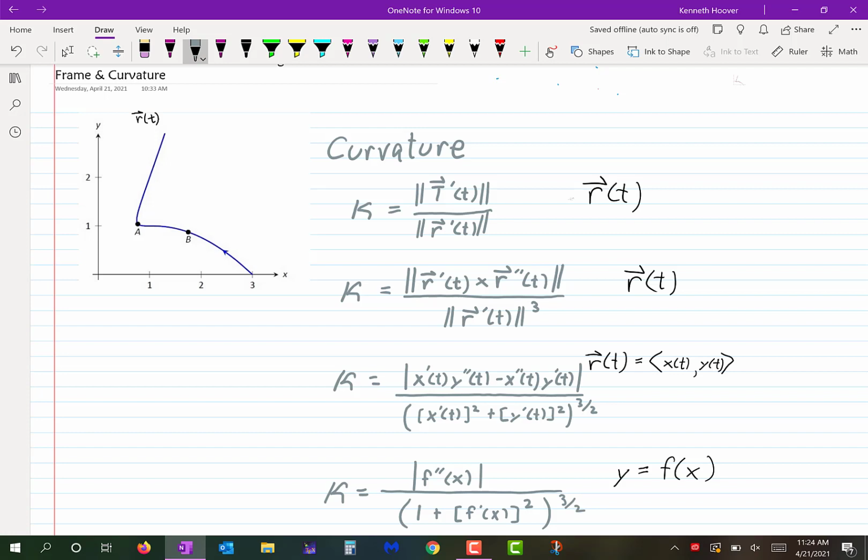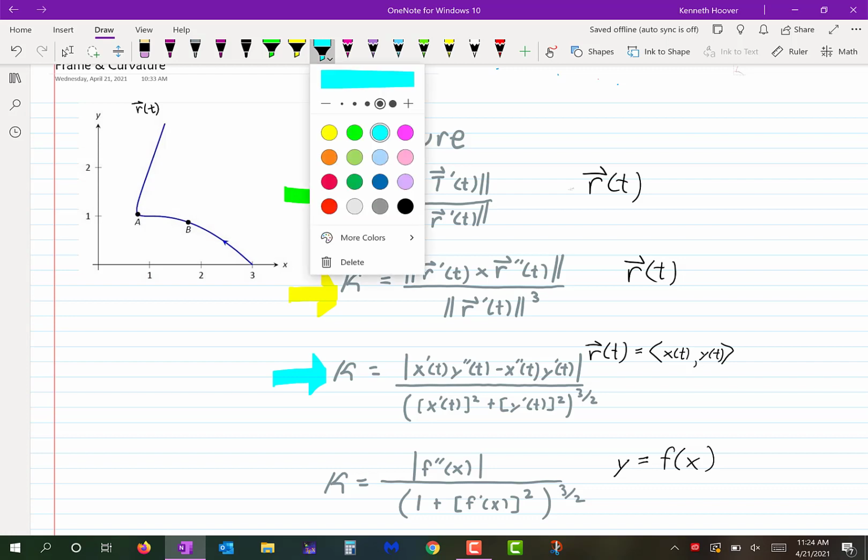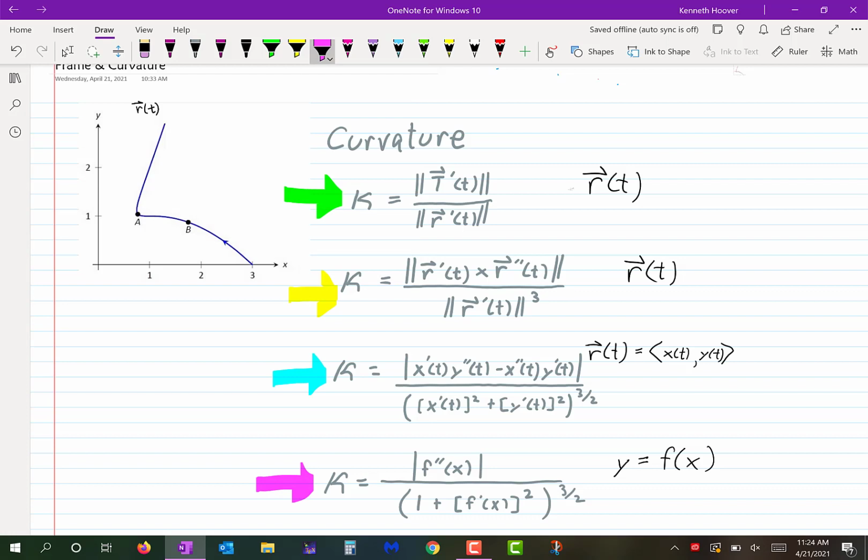Okay, so for a vector valued function, you've got 3 different ways to calculate curvature. For an old-fashioned y equals f of x function, there is this way to calculate curvature. Okay, and that's all we're going to cover today, and this is going to be the end of our chapter on vector valued functions. Starting after this, we're going to do what's called multi-valued functions. Have a good day.